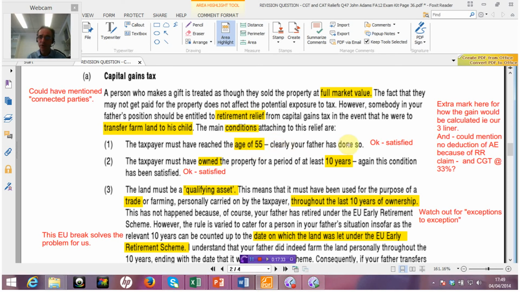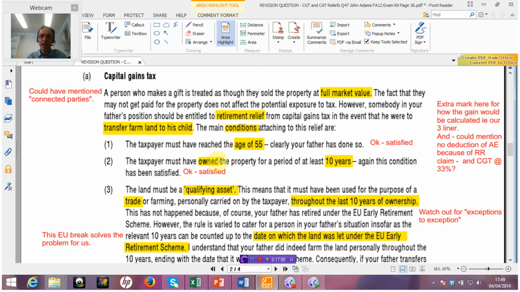Notice that they've also said, yes, that's satisfied. So bear in mind, we've been asked to give advice. You're writing a letter to a client. They have no knowledge. You're the tax expert. You're required to advise, so do tell them that they've satisfied the condition.